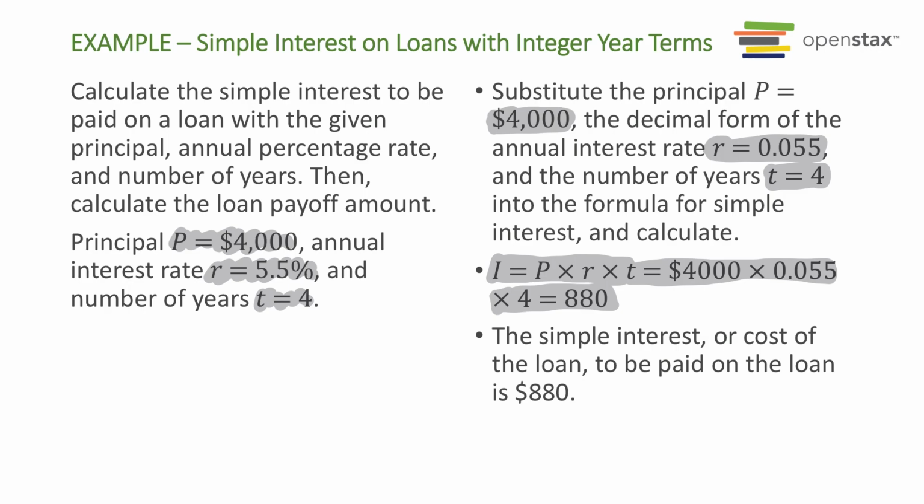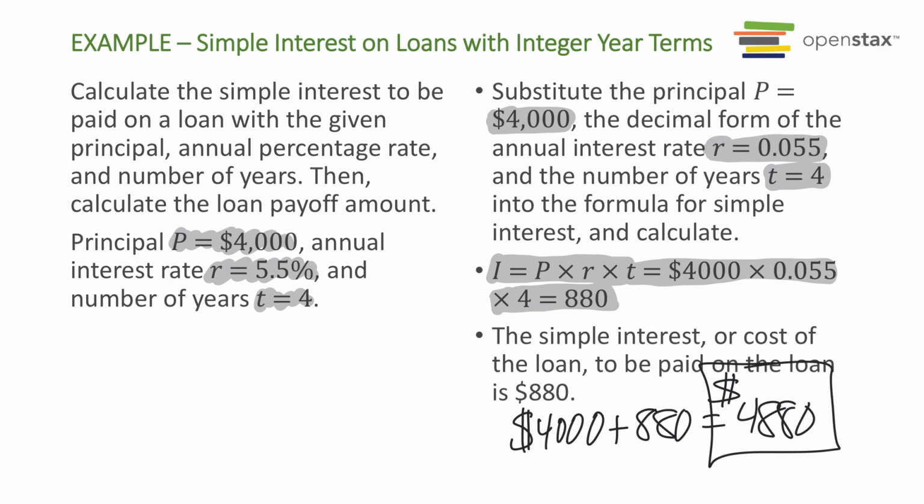So how much are we going to have to pay in order to pay off the loan? Because that's just the interest that was earned on the loan. That's going to be $4,000 plus $880. So you're looking at $4,880 as the payoff amount.